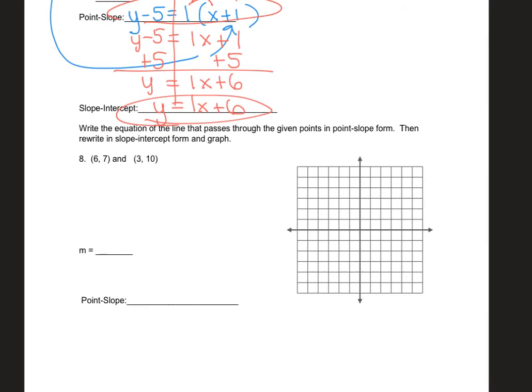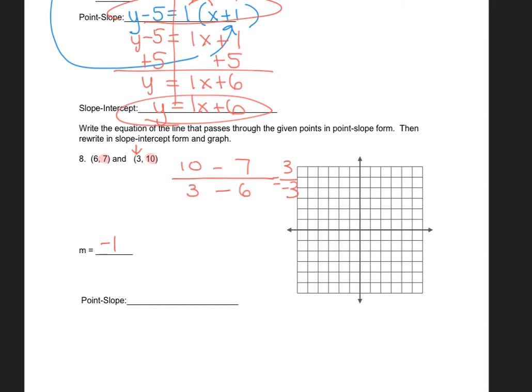All right, let's do the same thing. We're just taking it one step further and we're graphing it. So I need my y's on top. So I have 10 minus 7 because I started with the 10. I have to start with the 3. 3 minus 6. So I have 3 over -3. So my slope is -1.